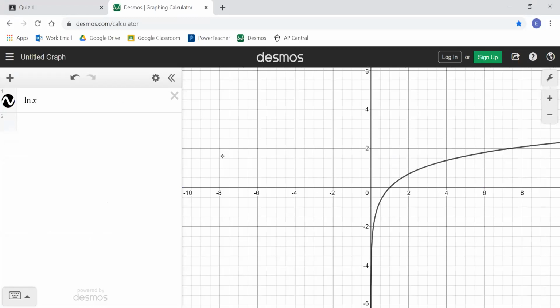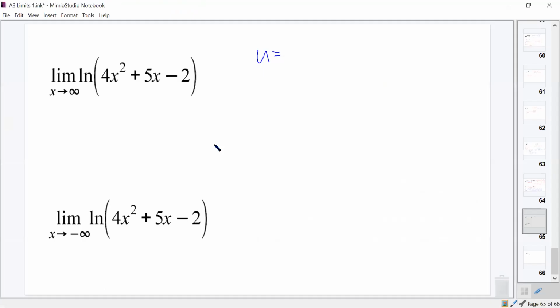And what about as we approach 0 from the right-hand side? It goes down towards negative infinity. So we want to know those things. And then if we can substitute out whatever is inside the natural log as a u, we can just use that information to help us. So if u equals 4x squared plus 5x minus 2, and x goes towards infinity, where is u going?